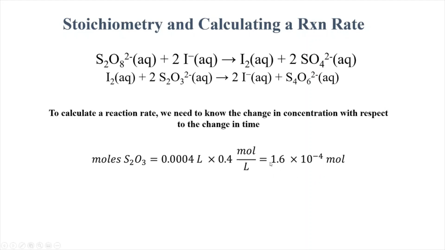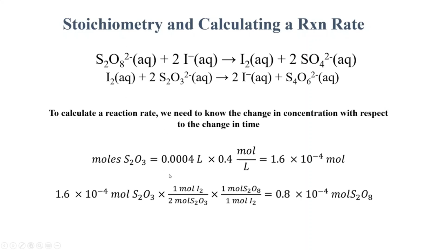So we know that that's how many moles of the sodium thiosulfate are being consumed. Now let's convert that into the amount of peroxydisulfate that was consumed during that time frame. And we're going to do stoichiometry to do that. So we take our 1.6 times 10 to the minus 4 moles of sodium thiosulfate, and then we look at our ratio. So for every 2 moles of sodium thiosulfate, we consume 1 mole of I2.